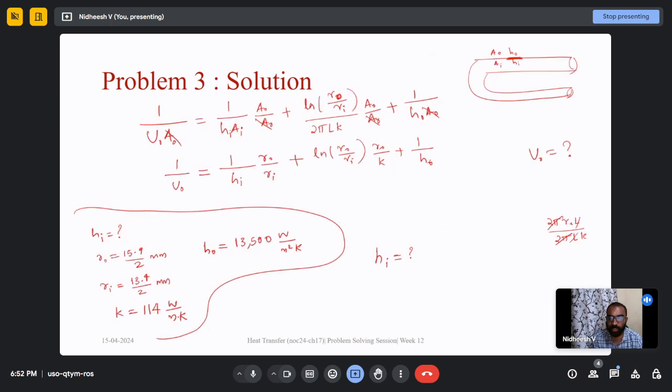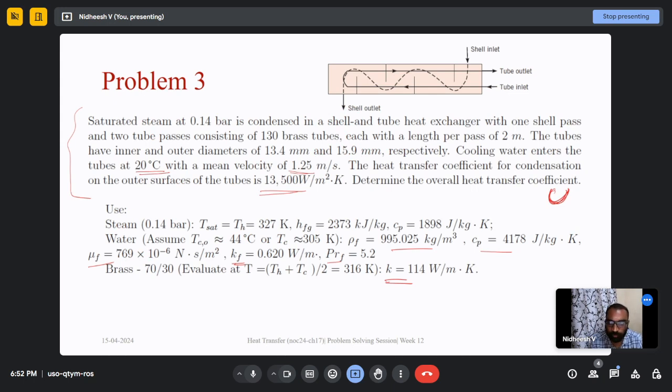What is the thermal conductivity of the fluid? It might be given in the question. Thermal conductivity of the fluid water is 0.620 watts per meter Kelvin. There should be a Kelvin here.